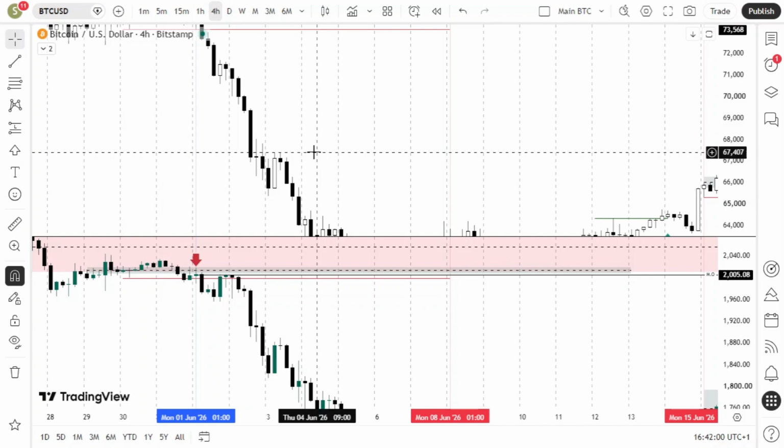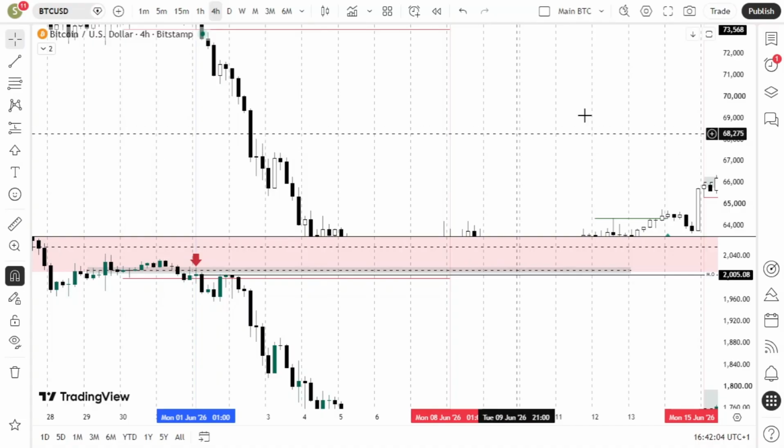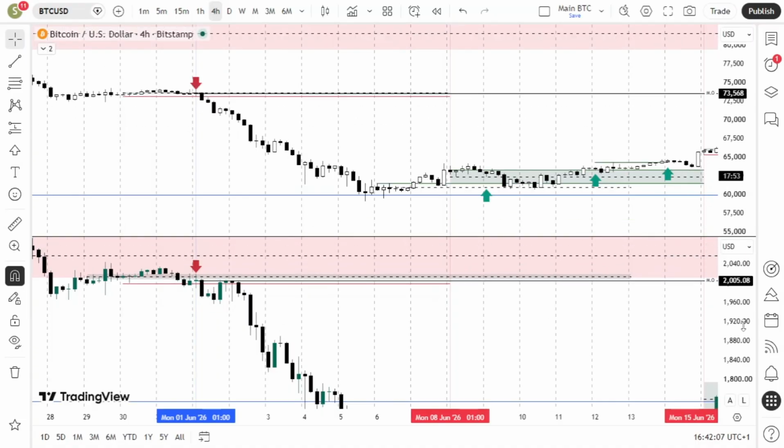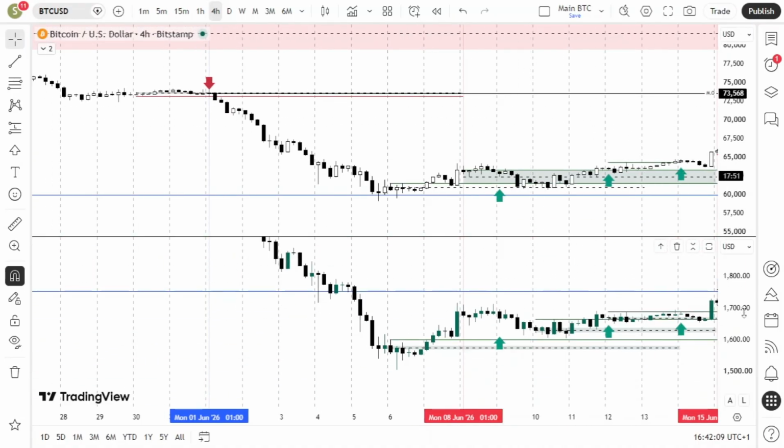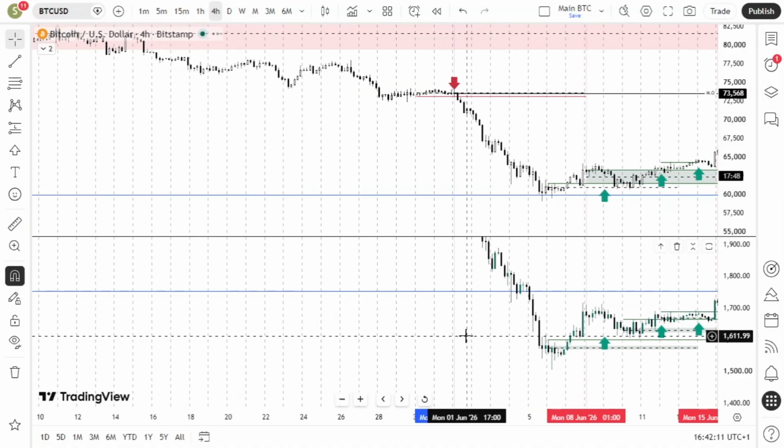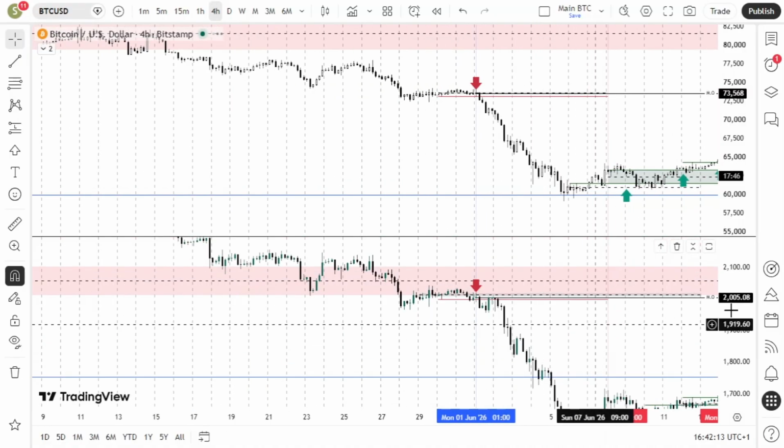I repeat, that order block that you see on the daily time frame is actually a true break of structure on the 4-hour time frame. So now let's take a dive into the 4-hour time frame using the levels that were marked out on daily. We start again at the beginning of the month.